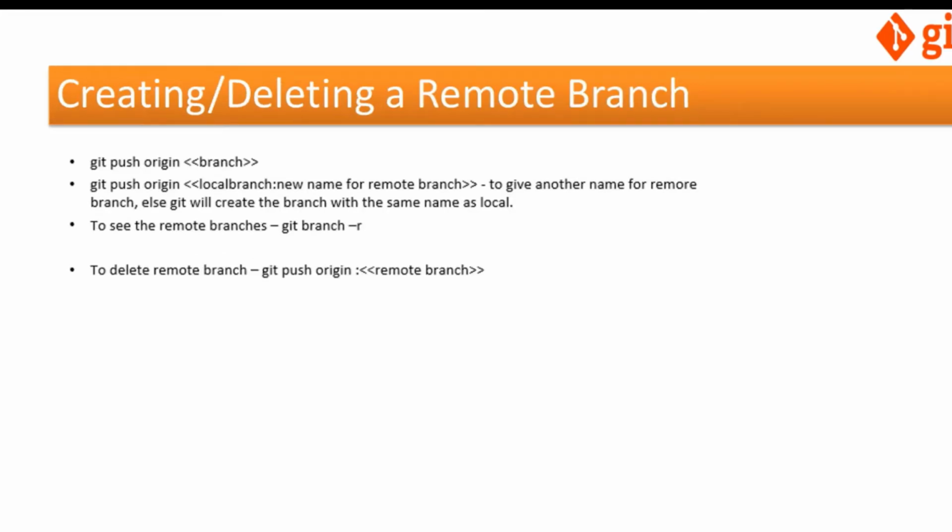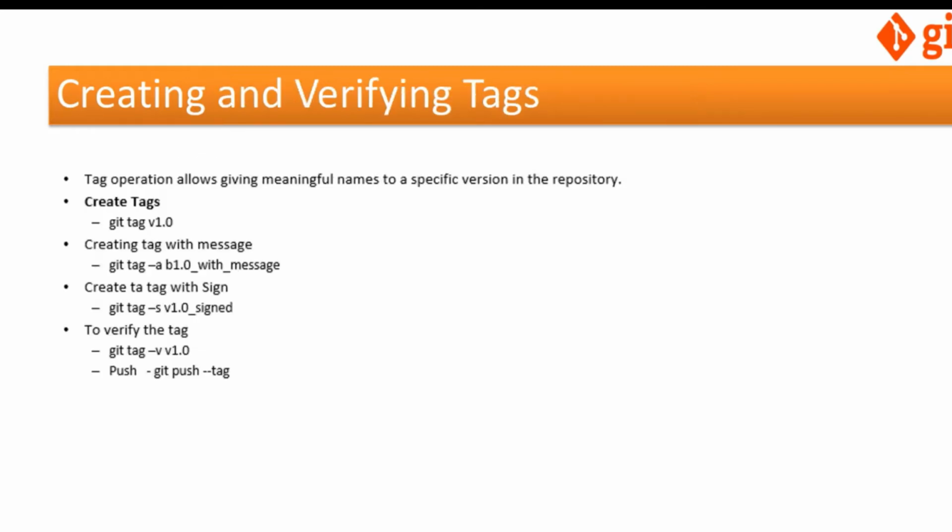Creating, deleting, and remote branches: you can do git push origin and the name of the branch, and you can give another name to the branch that is pushed. To see remote branches, git branch -r. To delete a remote branch, git push origin --delete and the remote branch name. After that, we can create and verify a tag.